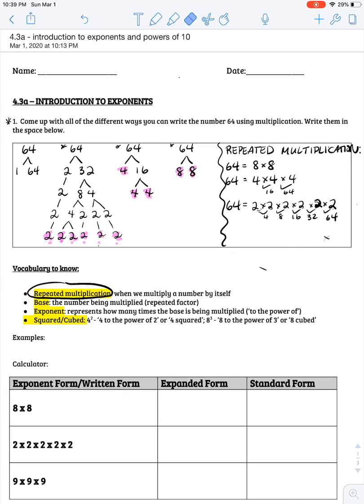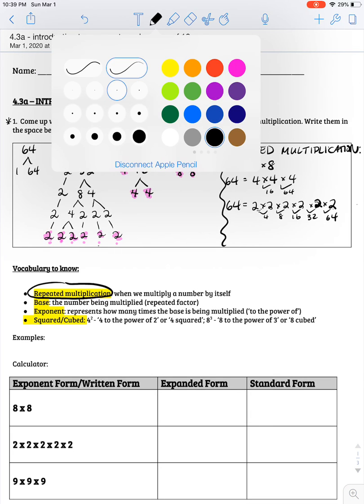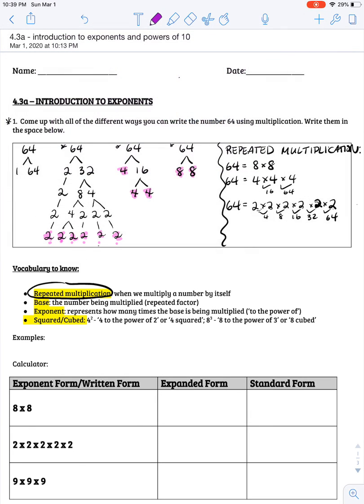I'm just going to erase this. Okay, so if we look at 8 times 8, which gives us 64, another way of looking at it, and I'll write it in purple here, is that 8 is the number being multiplied, and I'm multiplying it twice. So it's 8 to the power of 2. Looking at the second example, 4 is the number being multiplied. 4 times 4 times 4 is 64. How many times are we multiplying 4? We're multiplying it 3 times. So another way of saying it is 4 to the power of 3, which equals 64.